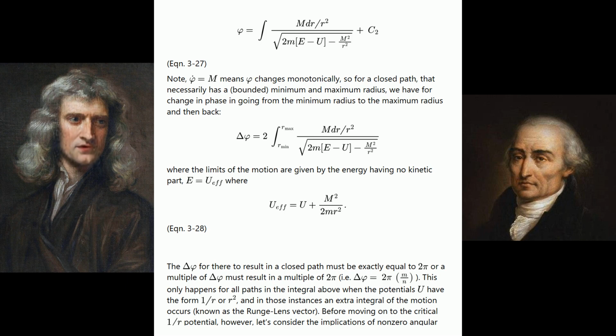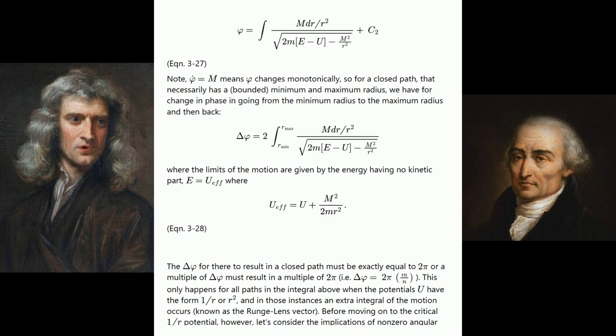For there to result in a closed path, the change in phi must be exactly equal to 2 pi or a multiple of 2 pi, i.e., must result in a rational multiple. This only happens for all paths in the integral above when the potentials have the form 1 over r or r squared, and in those instances an extra integral of the motion occurs, known as the Runge-Lenz vector. Before moving on to the critical potential, however, let's consider the implications of non-zero angular momentum with a central potential.